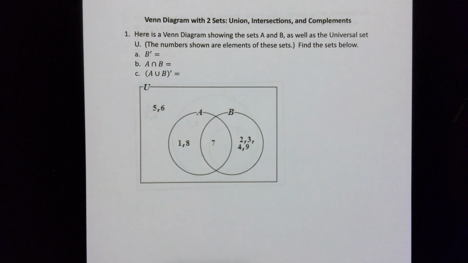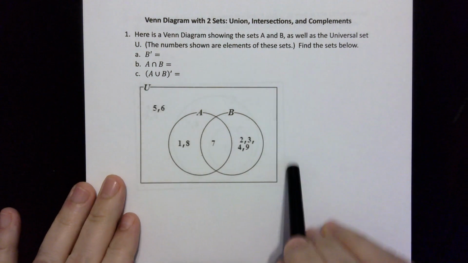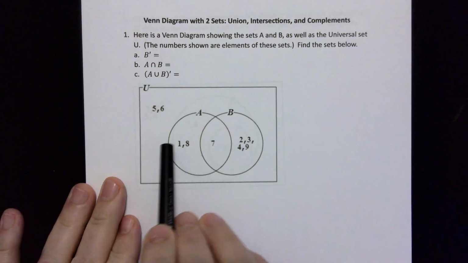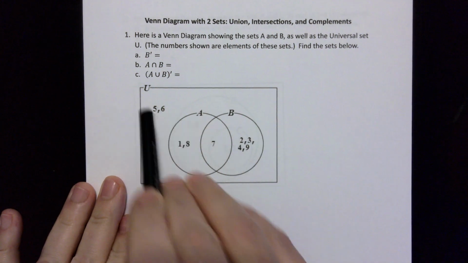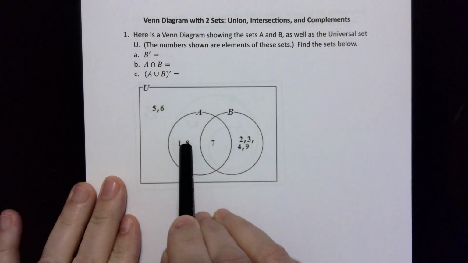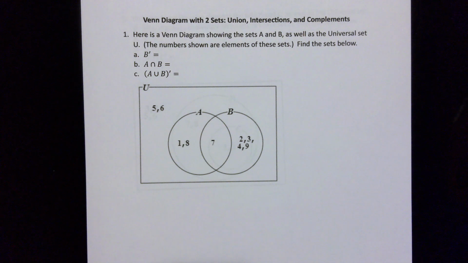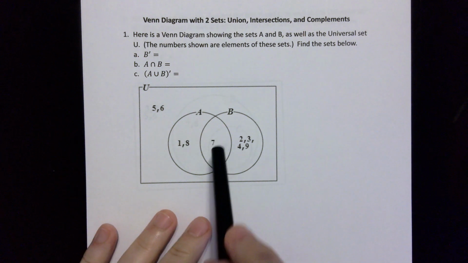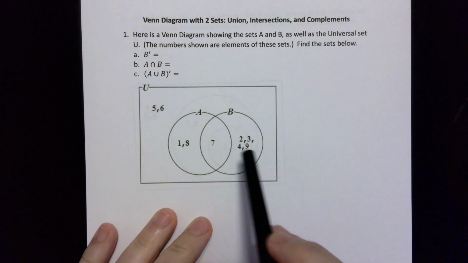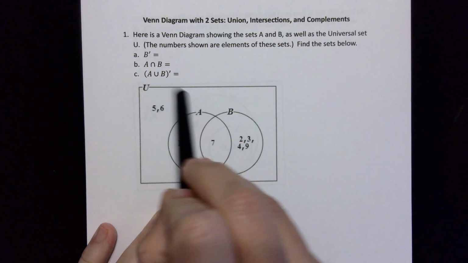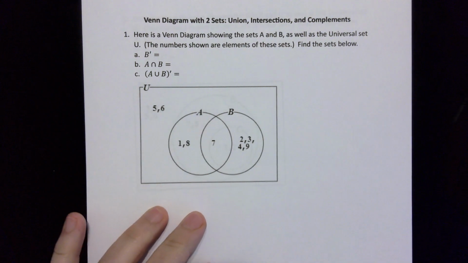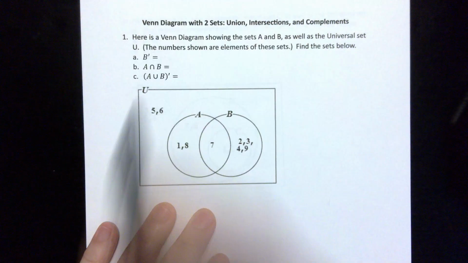In this video, we're going to be looking at Venn diagrams with two sets. Intersection, union, and complements will be included in this. So notice that we have the universal set, which contains everything. We have 1, 2, 3, 4, 5, 6, 7, 8, 9. So 1 through 9 is included. And some of them are in A, some of them are in B, some of them are in both A and B, and some of them aren't in A or B. They're out here. Okay, so we're going to answer these three questions here.